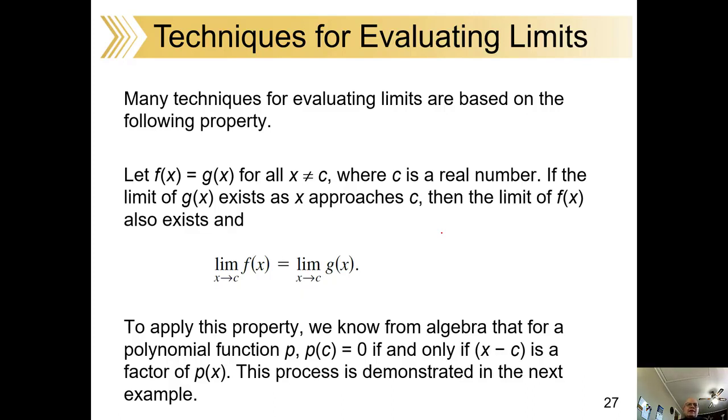So what this says is that you've got two functions. You've got f of x, g of x. They might not look exactly the same, but if the limit of g of x exists and you're approaching c, and also the limit of f of x exists as you're approaching c.